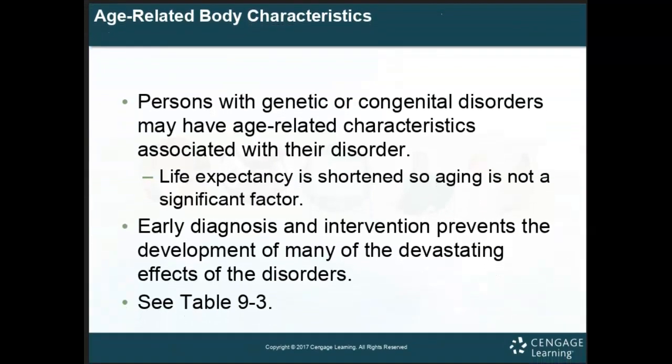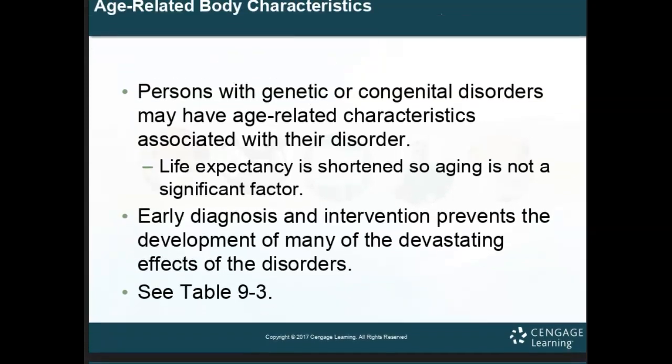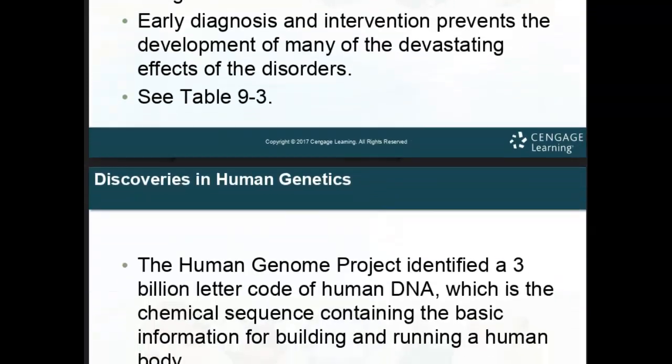There are also age-related body characteristics. So a person with a genetic or congenital disorder may have age-related characteristics associated with their disorder. Their life expectancy is shortened, so aging is not a significant factor. Early diagnosis and intervention prevents the development of many of the devastating effects of the disorders. You can see Table 9-3 in your textbook for more information on age-related body characteristics.